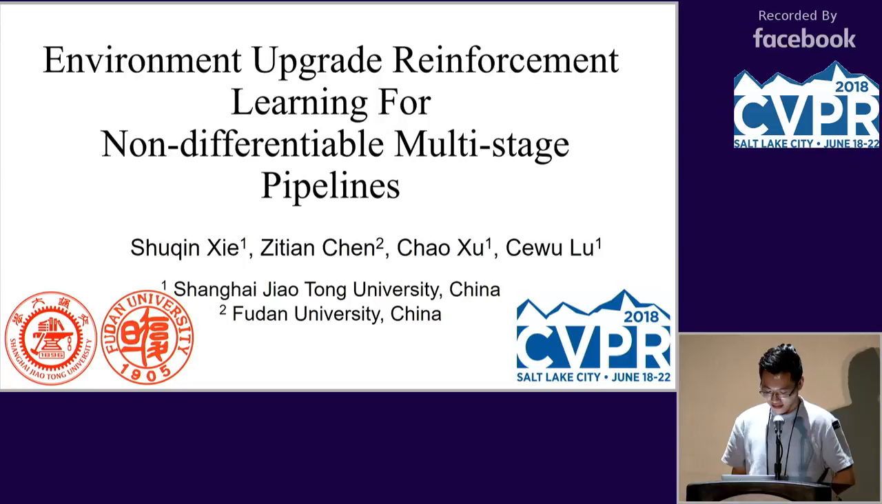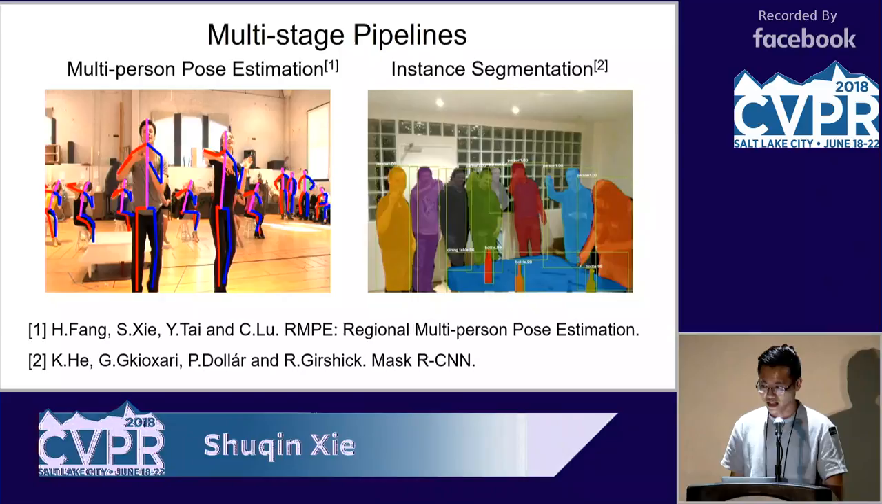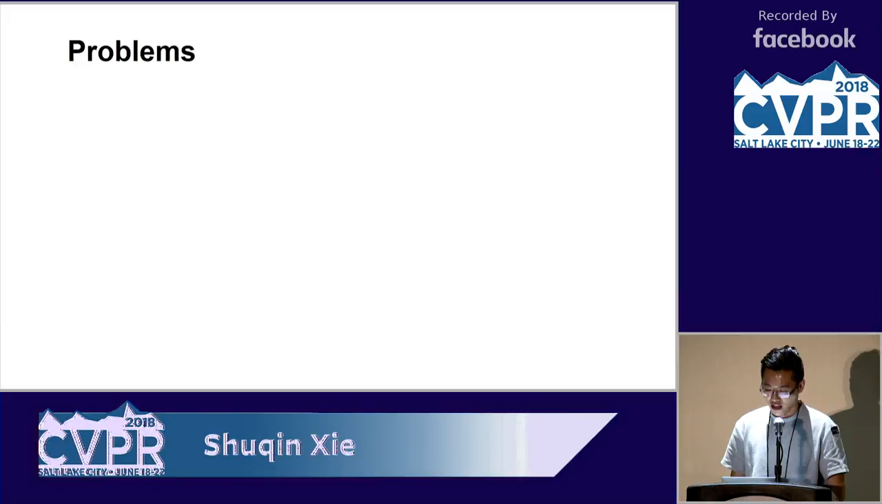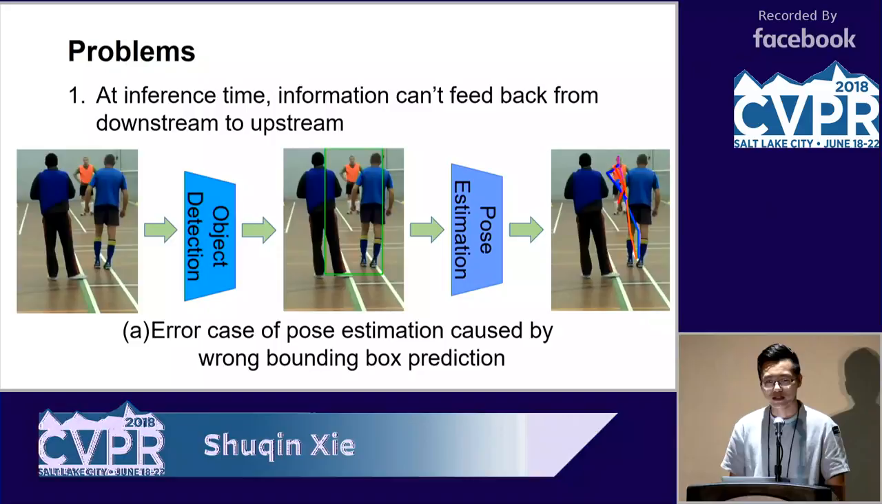So multi-stage pipelines have been popular in many different tasks, for example, multi-person pose estimation or instance segmentation. But there are problems existing in these frameworks. First, at inference time, information cannot feed back from downstream to upstream. For example, this is a common error case of pose estimation caused by wrong bounding box prediction, and since information cannot feed back, there is no way to correct this error at inference time.